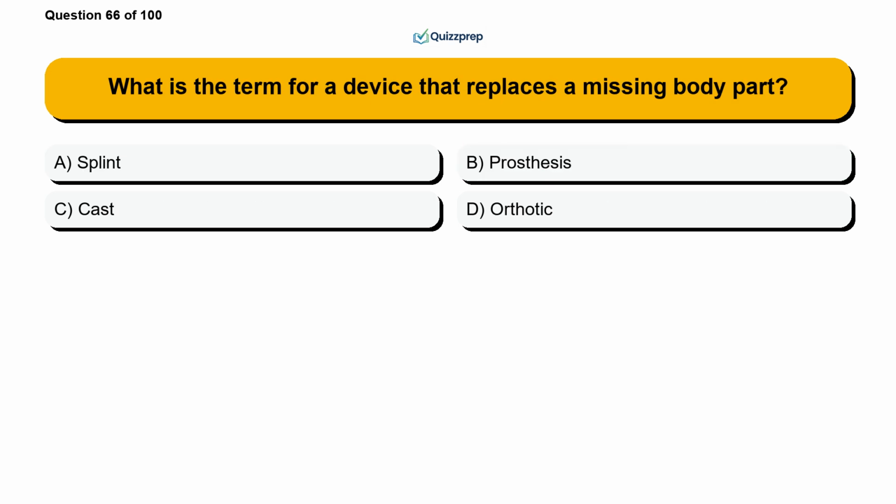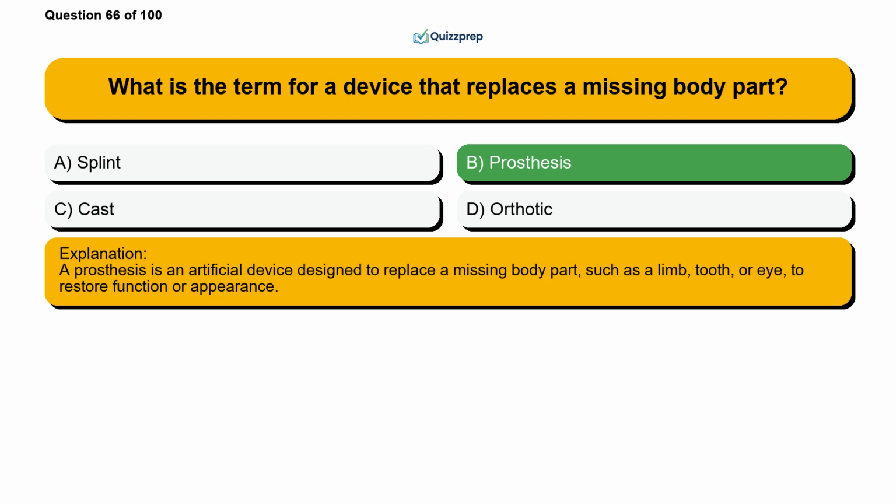Question 66. What is the term for a device that replaces a missing body part? Option A, splint. Option B, prosthesis. Option C, cast. Option D, orthotic. The correct answer is option B, prosthesis. A prosthesis is an artificial device designed to replace a missing body part, such as a limb, tooth, or eye, to restore function or appearance.